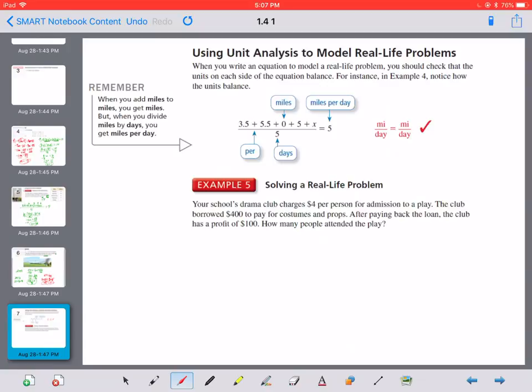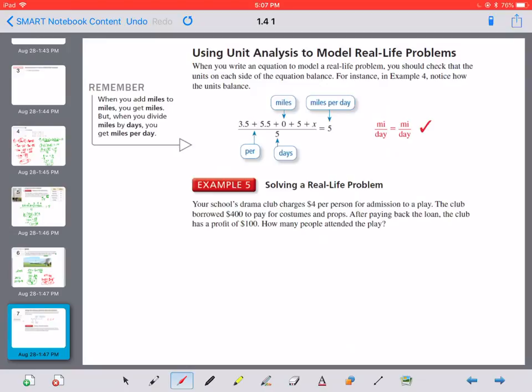Okay. Unit analysis to model real-life problems. When you write an equation to model a real-life problem, you should check that the units on each side of the equation balance. For instance, back in example 4, notice how the units match. Okay, 5 miles per day. The per is the divide sign, and over here we had miles on top, days on bottom, so it matched miles and day, miles and day. Some problems will throw you for a little loop there.